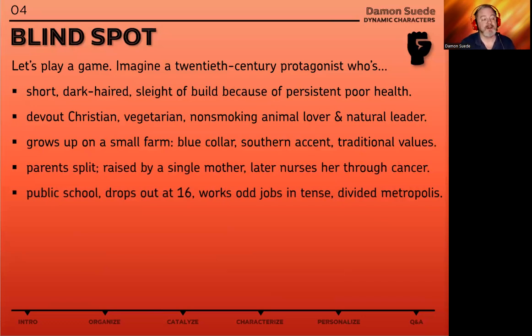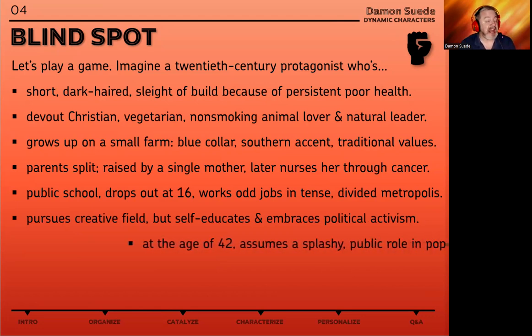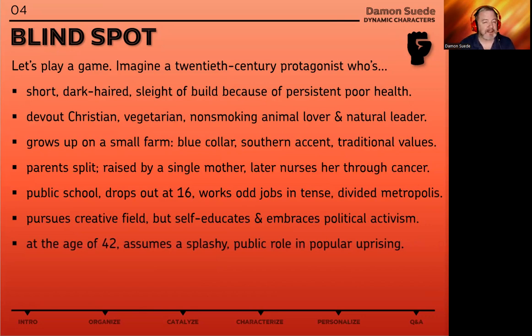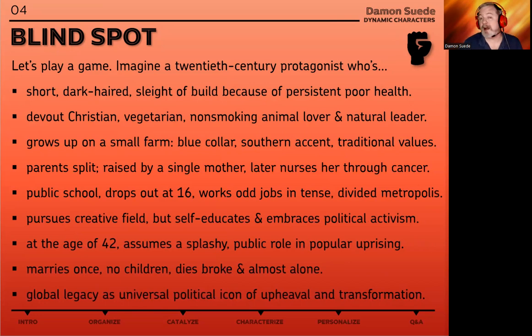They wind up working a series of odd jobs in a tense metropolis that's going through a lot of upheaval. Initially, they start out wanting to be an artist, but then over time, they sort of self-educate, and little by little, they fall into political activism. And this person, at the age of 42, winds up assuming this big, splashy public role in a popular uprising. They marry once, they have no children, and they die broke and almost completely alone. And yet, even now, they wind up with a global legacy as a universal political icon of upheaval and transformation.